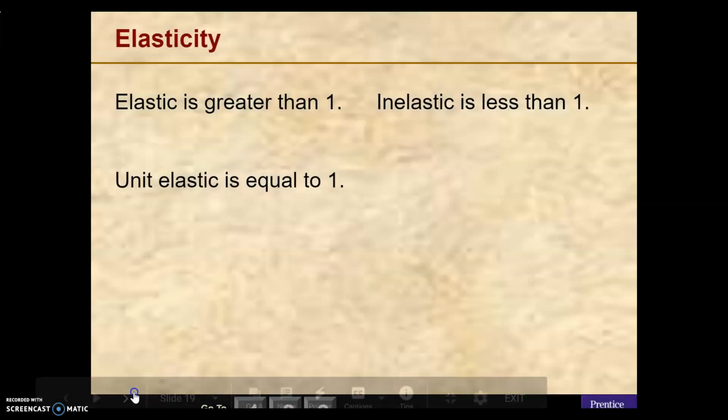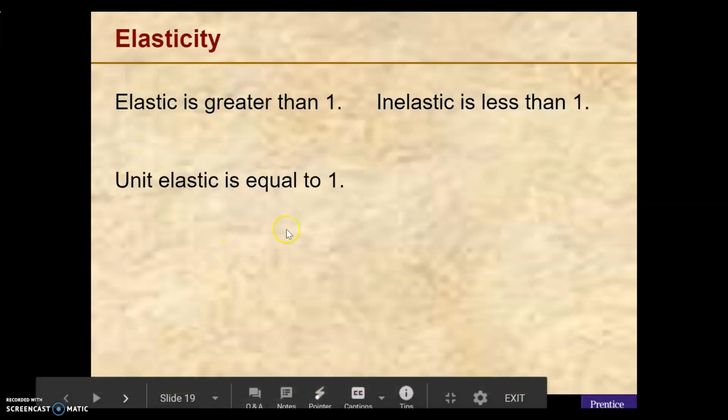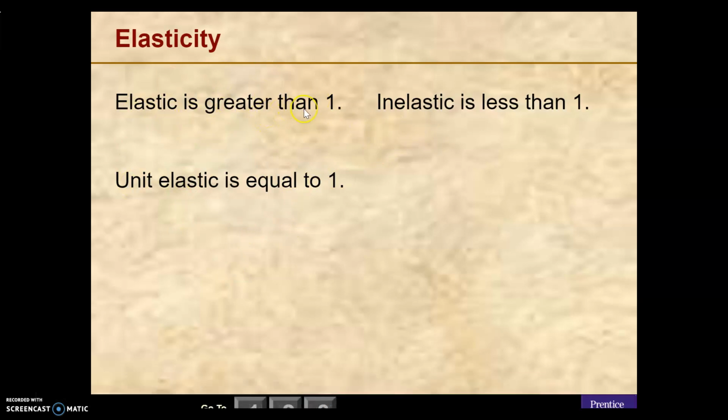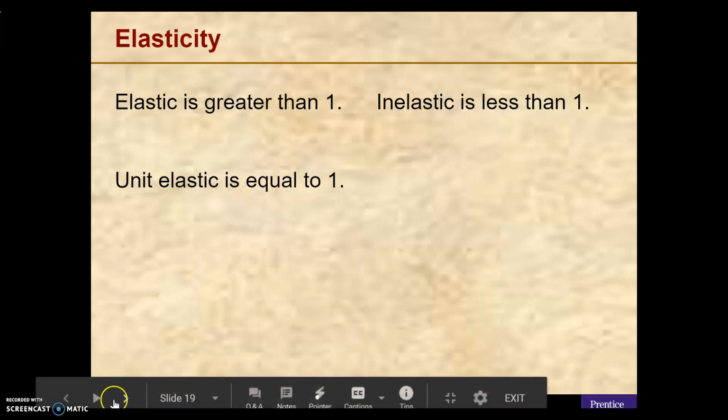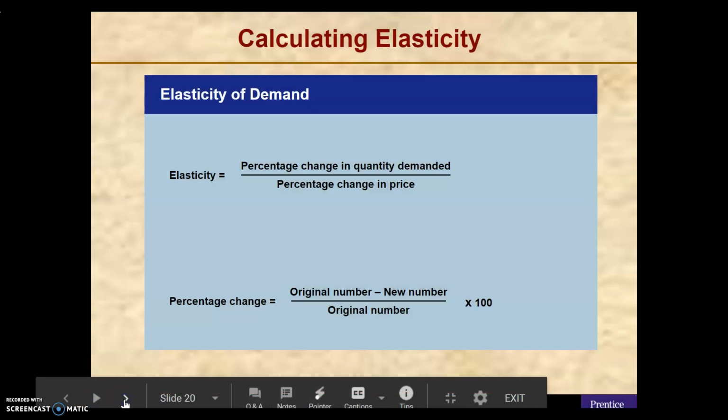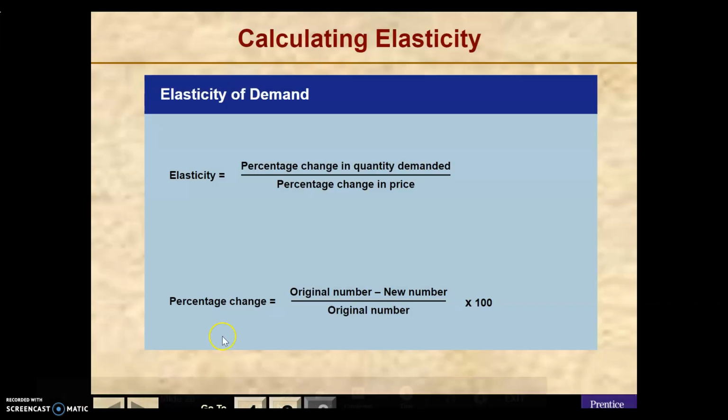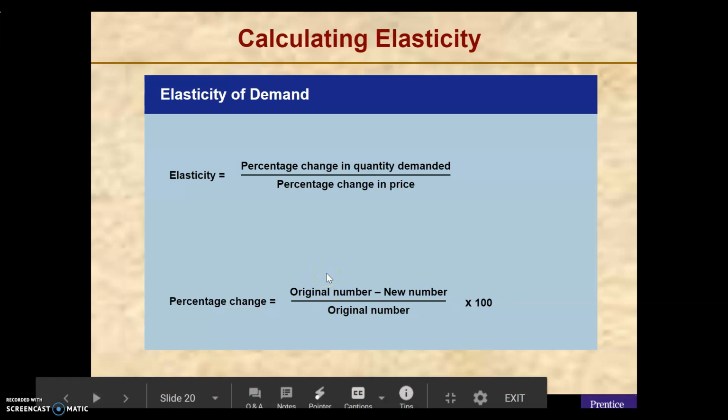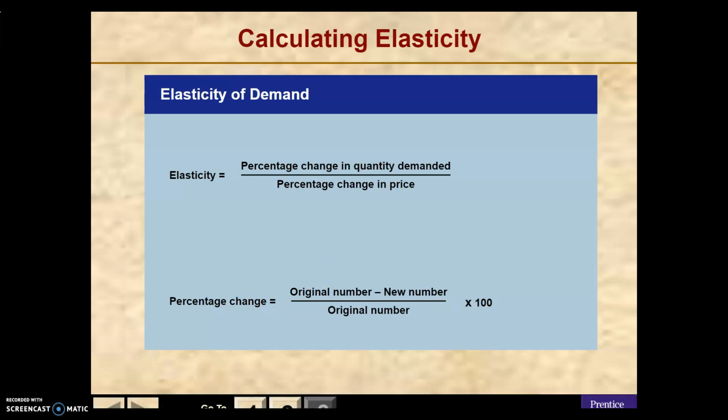All right, so a couple of rules with the math. If your calculation is greater than 1, it's elastic. If it's less than 1, it's inelastic. If it's equal to 1, it's something called unit elastic. Now, I'm not going to go through and explain every detail of how you figure out if something's elastic, but we're assuming you have numbers.